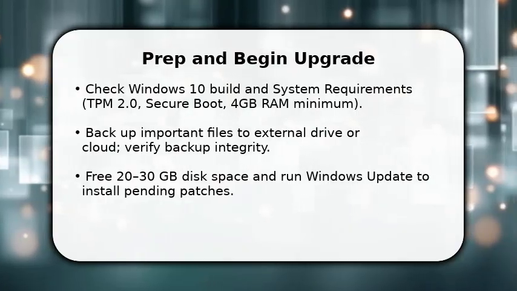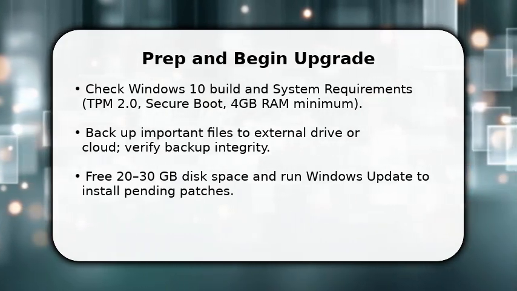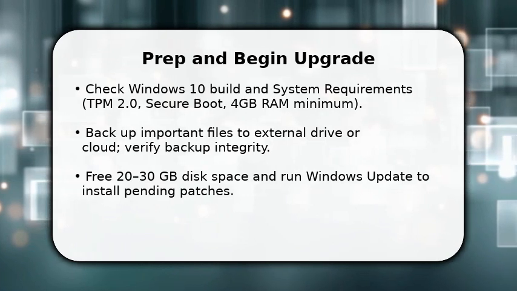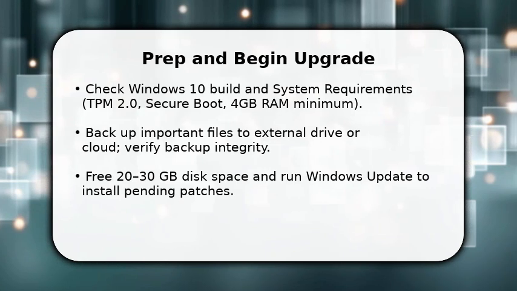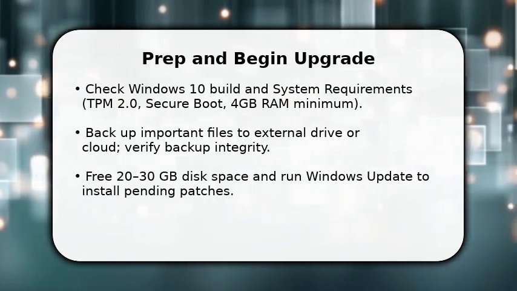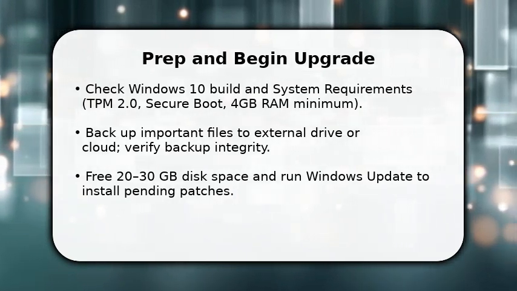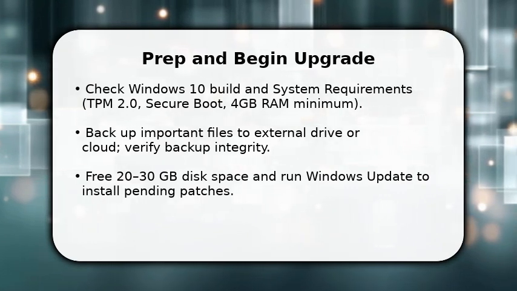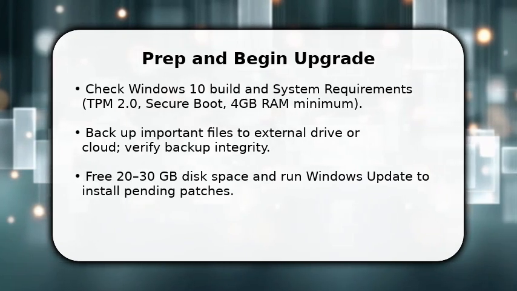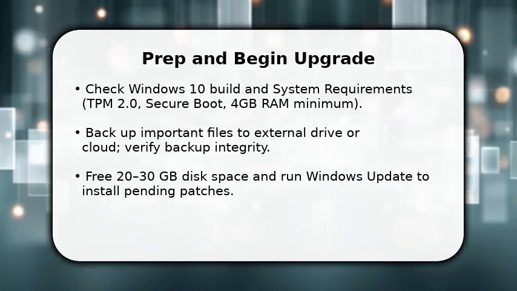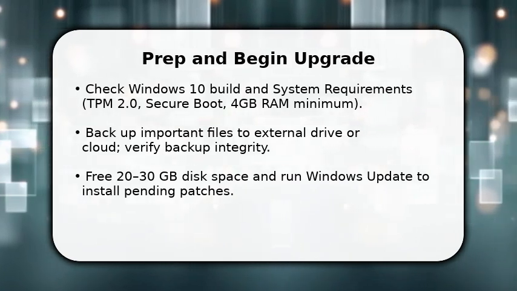You start now. Confirm your PC meets Windows 11 requirements: TPM 2.0, Secure Boot, and enough RAM. Once done, back up your documents and critical folders to an external drive or cloud and verify the copies. Make space by removing temporary files and uninstalling unused apps. You need roughly 20-30 gigabytes free. Then run Windows Update to apply all pending Windows 10 updates. These steps reduce installer errors and preserve your data when the upgrade process begins.